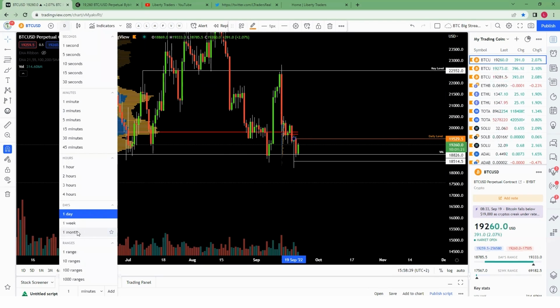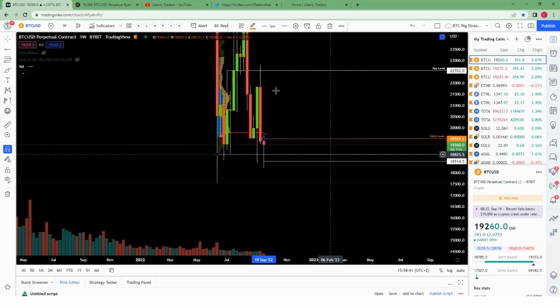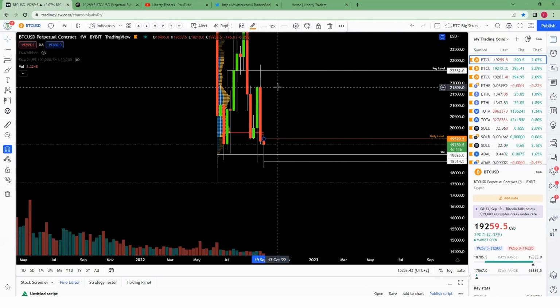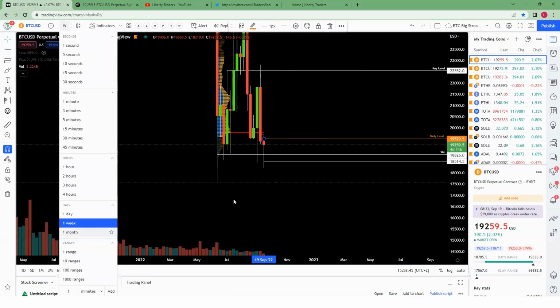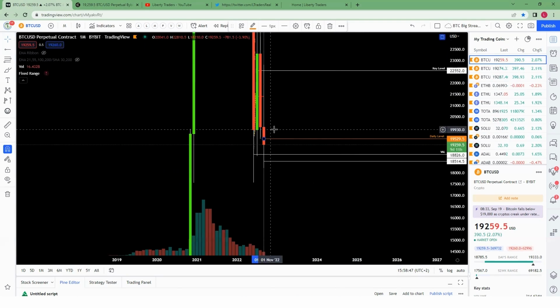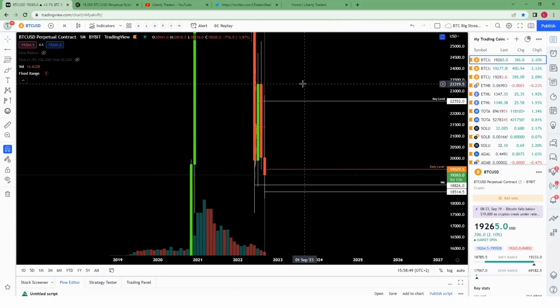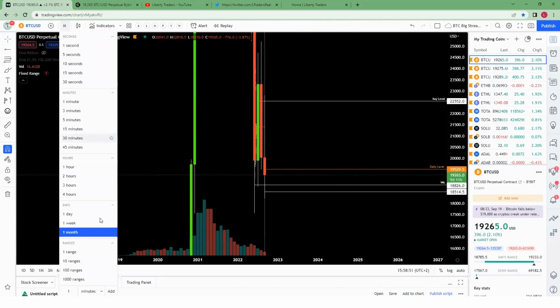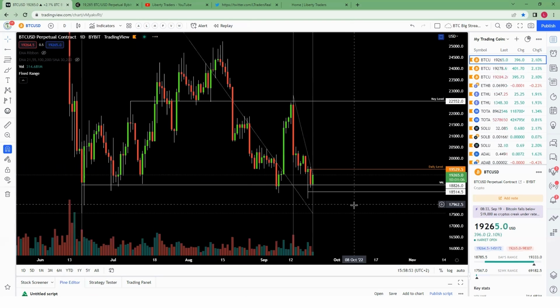Let's see if we've got a weekly coming up. That first weekly is coming at 21,800. I mean, those are just some levels to be aware of. Monthly, we lost the monthly. That will be the first monthly resistance, 23,300. So those are just some big levels for resistance.